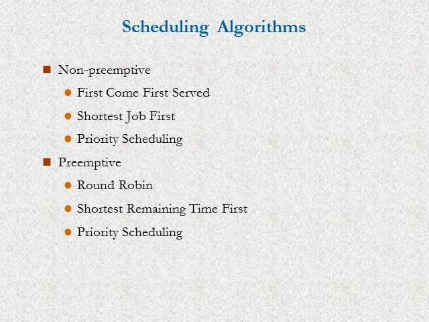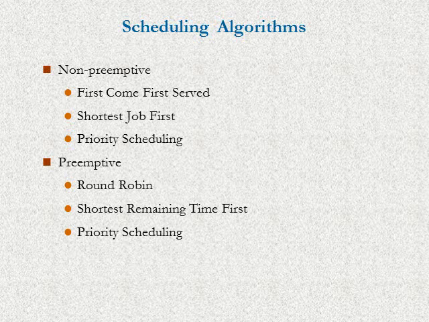In the previous session, we discussed the first CPU scheduling algorithm, first come first serve, that comes under the category of non-preemptive CPU scheduling algorithms. Today we will discuss two more algorithms of the very same class, shortest job first and priority scheduling.